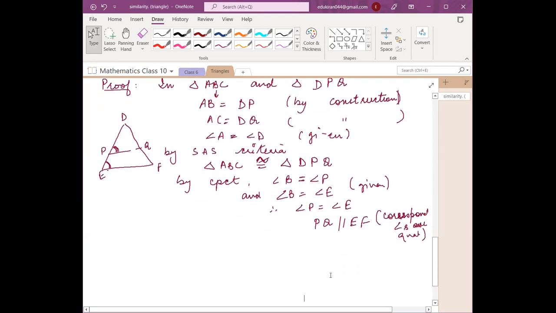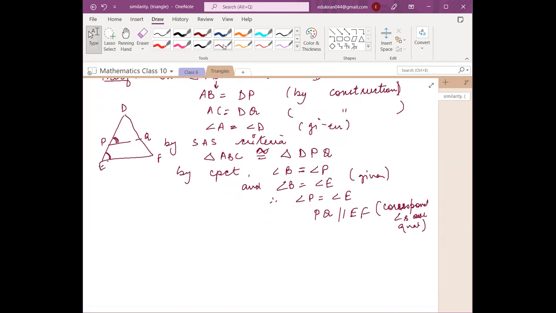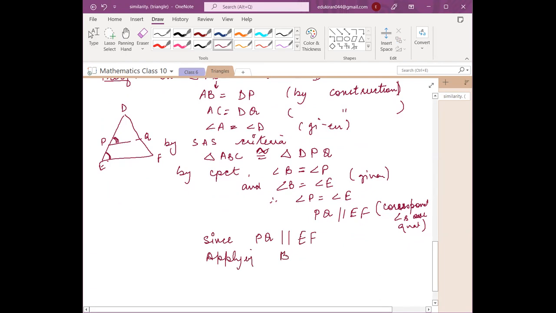Okay, so if lines are parallel, can I use the basic proportionality theorem here? Yes, ma'am. Since now my line PQ is parallel to EF, applying BPT, the basic proportionality theorem, DP upon PE is equal to DQ upon QF. So far, any confusion?